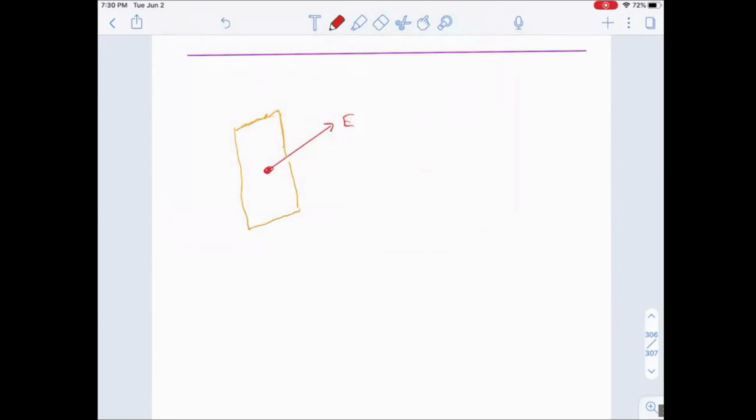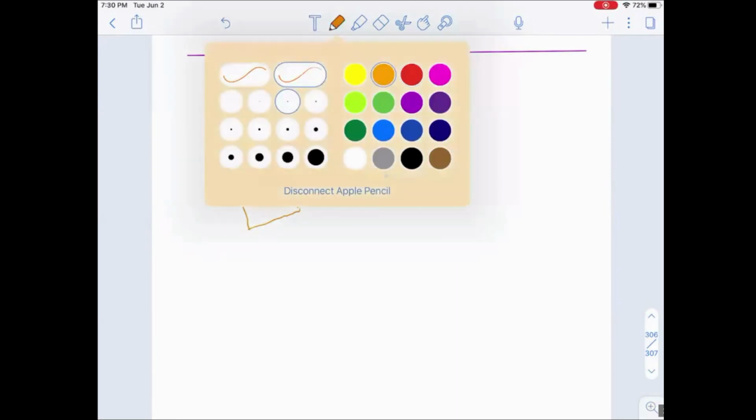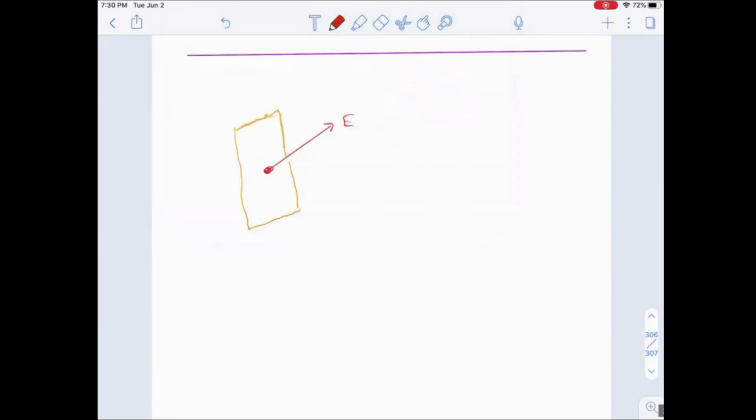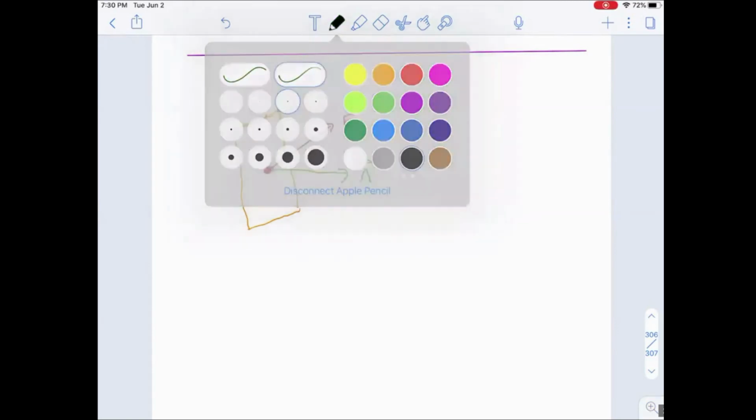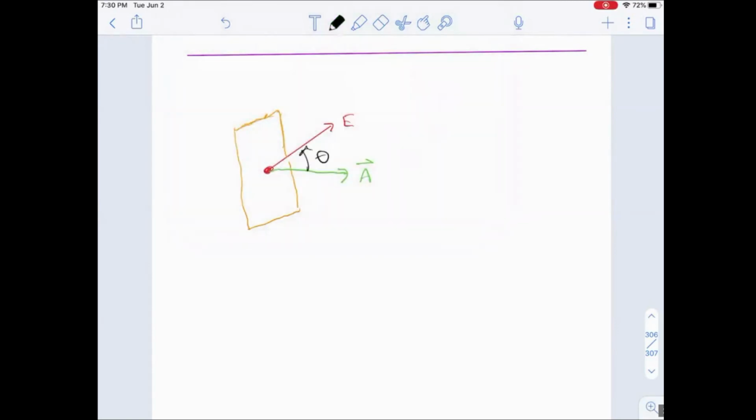Notice that the area is not oriented in the same direction. So the area vector is actually oriented in this direction. There's going to be an angle in between there. This is the angle. So what I'm interested in is the component of the electric field in the direction of the area vector.